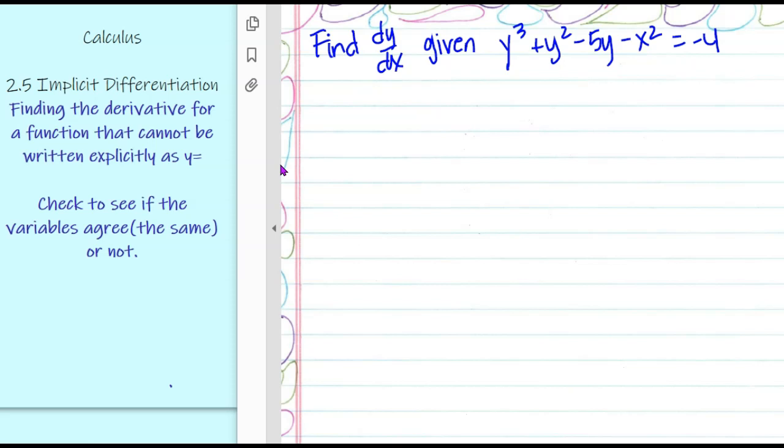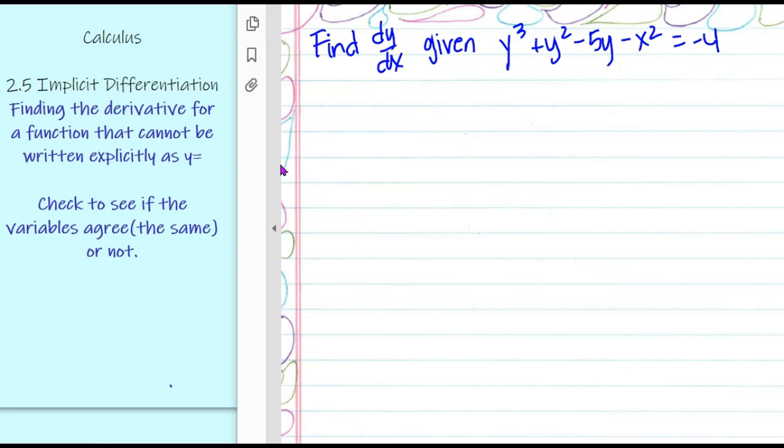Within those 5 terms, the first, second, and third all have variables that disagree with the derivative with respect to x. So each one of these will have a dy dx. This one will have a dx dx, and so you don't even have to write that one. And then this will take a derivative of -4 and we'll get 0.